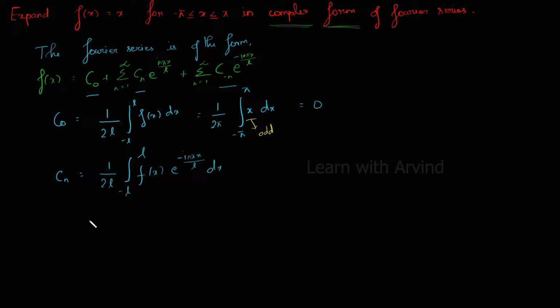Now substituting the values, 1 by 2 pi integral minus pi to plus pi x e power minus i n pi x by l. Now we are substituting the value of pi in the place of l. Pi and pi would get cancelled, which is equal to 1 by 2 pi integral minus pi to plus pi x e power minus i n x dx.